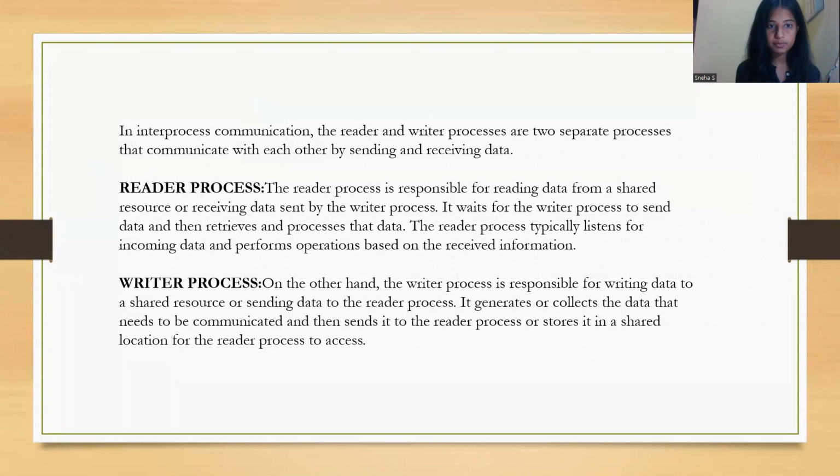Now let us see what is writer process. On the other hand, writer process is responsible for writing data to a shared resource or sending data to the reader process. It generates or collects the data that needs to be communicated and then sends it to the reader process and stores it in a shared location for the reader process to access. So now that the reader process has to access the resource that is shared by the writer process, the writer process will be sharing data to the shared location from where the reader process can access it, and it can directly send the data to the reader process.